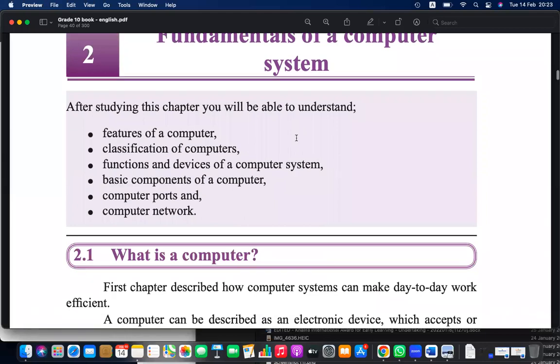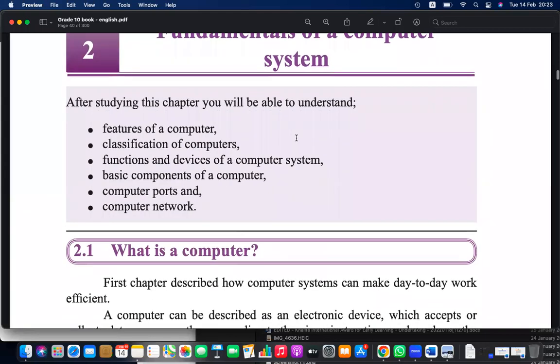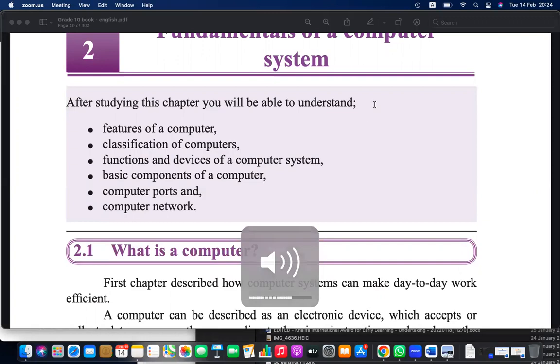Here in this lesson we will be discussing features of computer, classification of computer, and basic components, basically the hardware and network components of the computer. In our previous grades, we have learned about the computer system, basically the hardware system. We have categorized the hardware system into a few subsystems.